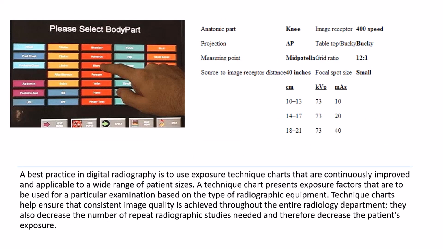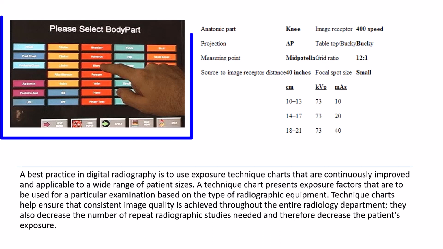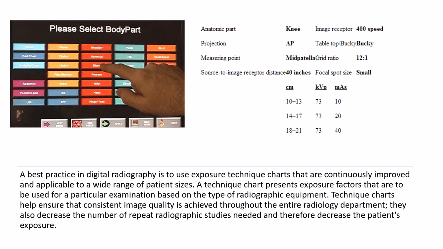A best practice in digital radiography is to use exposure technique charts that are continuously improved and applicable to a wide range of patient sizes. Anatomical programming is actually an electronic technique chart designed by the manufacturer. Once you get your equipment, you should modify that technique chart to reflect the type of exposure for your facility and radiologist. Many radiographers do not know how to go in and modify this electronic technique chart, therefore limiting their ability to use their equipment.